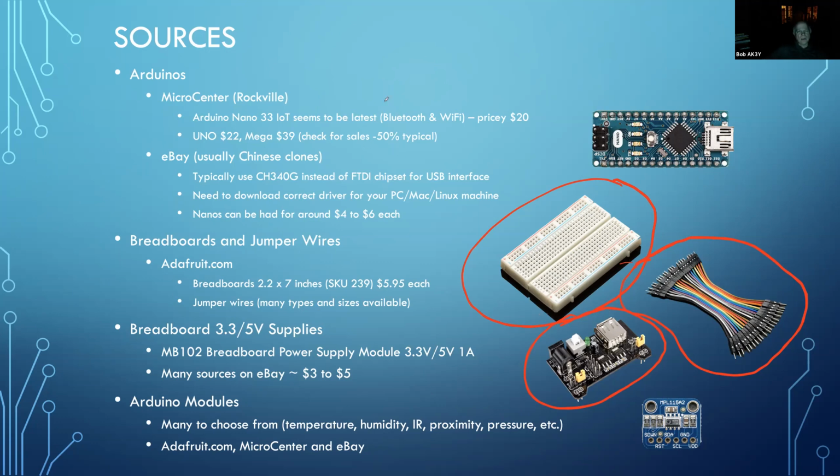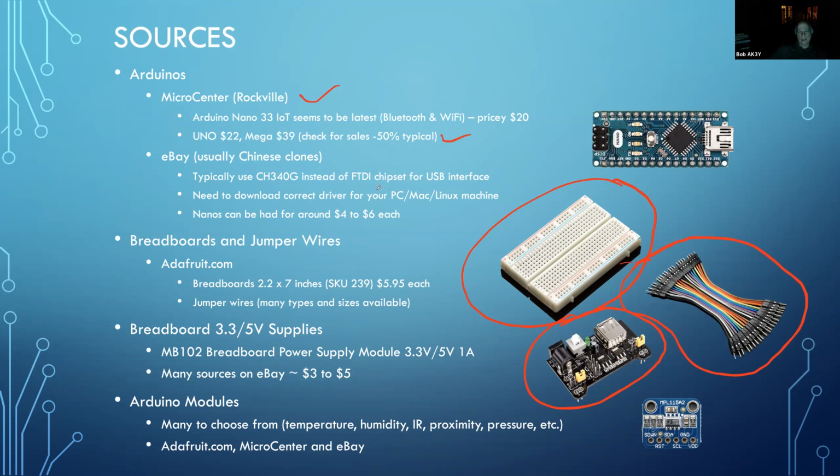The Arduinos themselves, you can get them from lots of sources. The Micro Center in Rockville has them. If you go all the way to the back, if you've been in a Micro Center store in Rockville, go all the way to the back. Right-hand side, you'll see all the Arduino stuff on the shelves there. Lots of interesting sensors that they've got. Arduino Unos, Megas, Arduino Nanos are also typically available there.